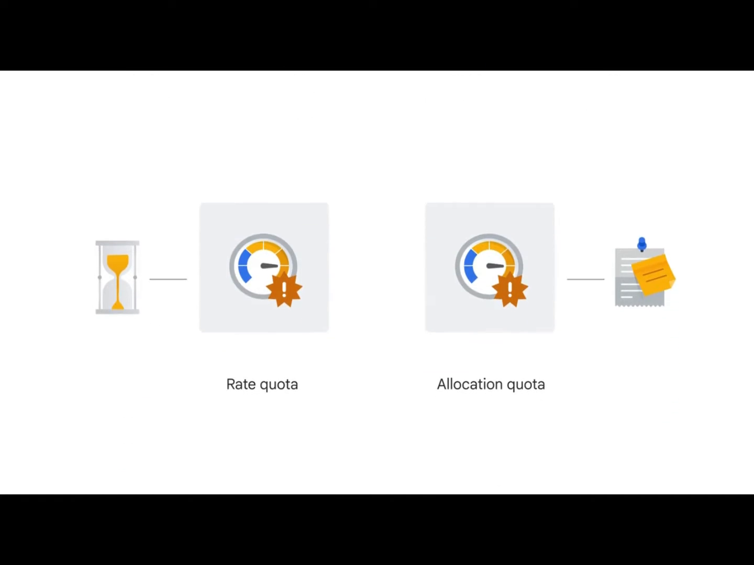There are two types of quotas, rate quotas and allocation quotas. Both are applied at the project level. Rate quotas reset after a specific time. For example, by default, the GKE service implements a quota of 1,000 calls to its API from each Google Cloud project every 100 seconds. After that 100 seconds, the limit is reset.